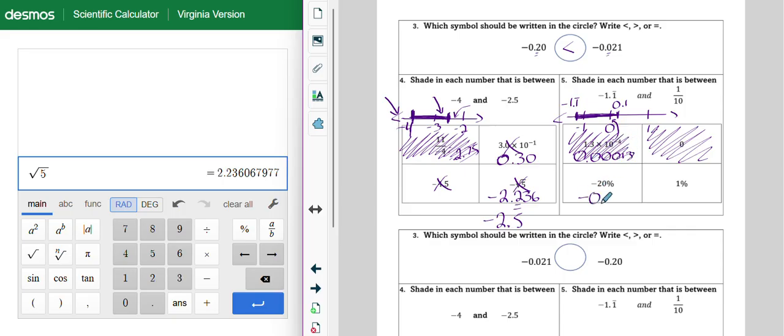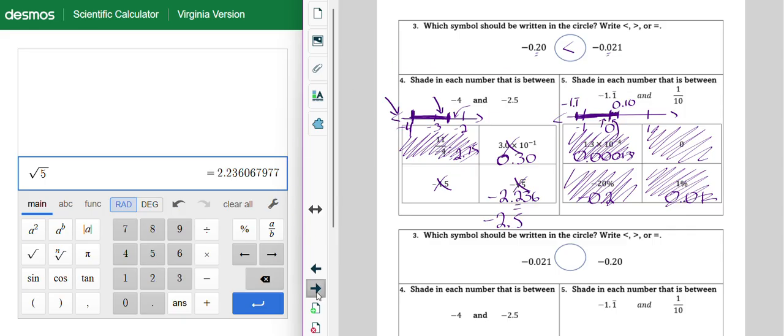Negative 20% is negative 0.2. So negative 0.2, it's not smaller than negative 1. It's definitely not bigger than 0. It's a negative. That would be right about there. That's another good option. And then 1% is a positive number. 0.01, a very small positive number. Smaller than 0.10. So it's in between 0 and that decimal or that fraction. That's also a good option.